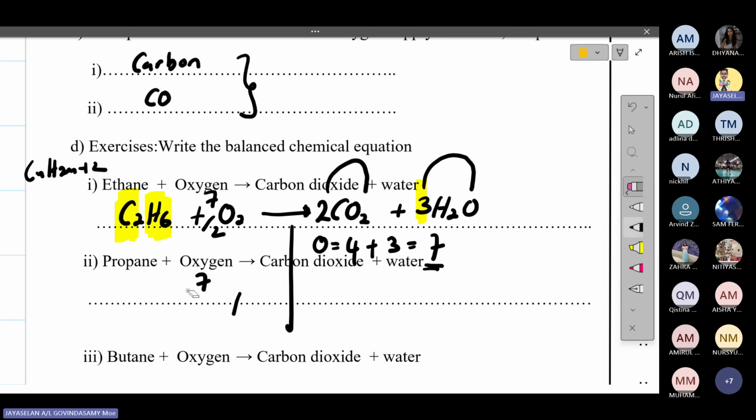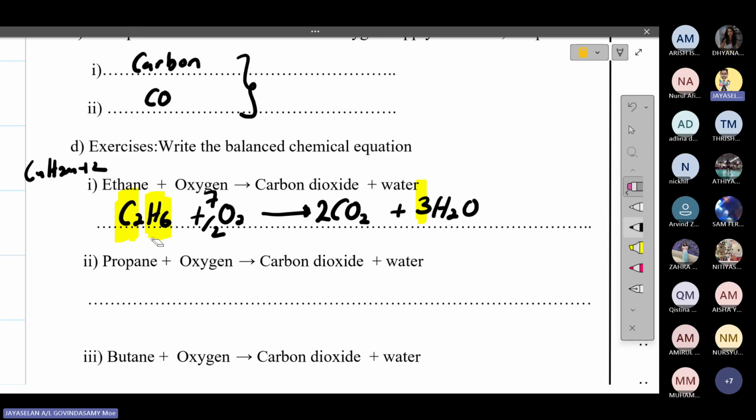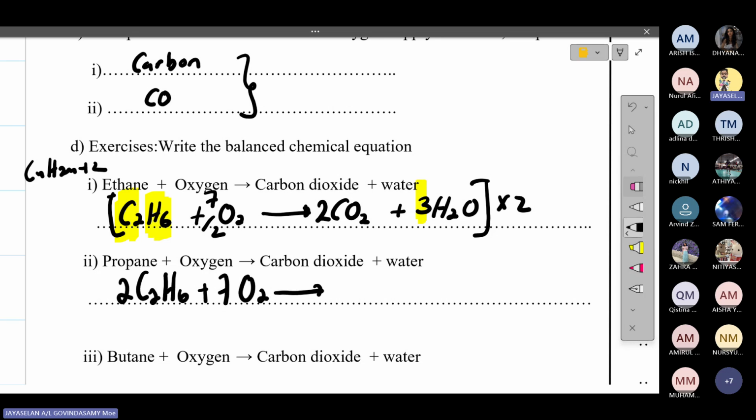Okay, erase this, and please remember in the exam, you must remember to remove the fraction. How to remove the fraction? Okay, multiply by 2. Everything times 2. Your answer should be 2C2H6 plus 7O2 arrow 4CO2 plus 6H2O. This is the answer. Any question?